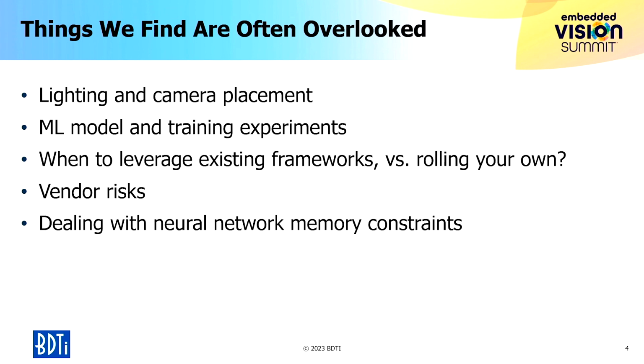So lighting and camera placement; running ML models and how to do experiments and training and adjust your ML models; when to leverage existing frameworks versus when to roll your own; and then a category I'm going to call vendor risks. So basically, things that the vendor told you or that you assumed were going to be good or easy that turn out not to be. And then finally, dealing with neural network memory constraints. Everybody talks a lot about how many teraflops do I need. Not everybody talks about how many megabytes do I need.